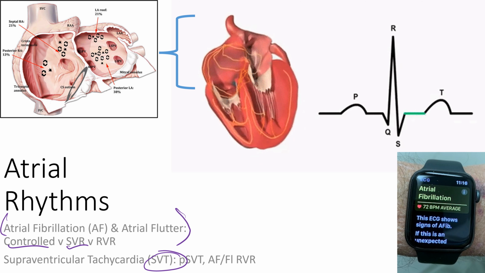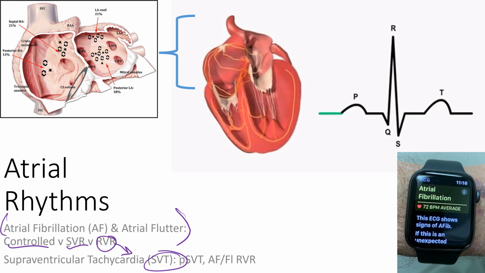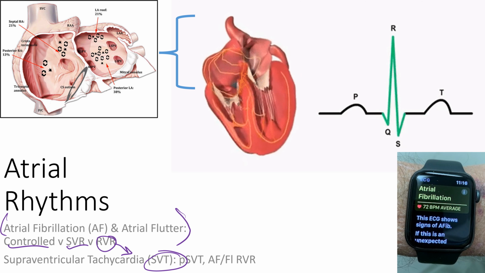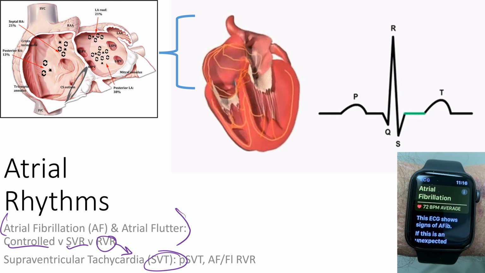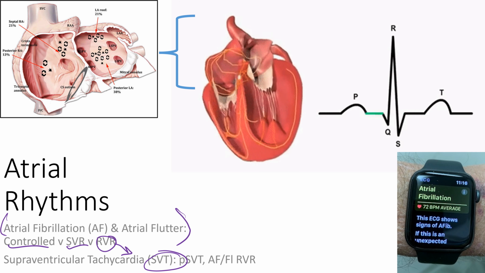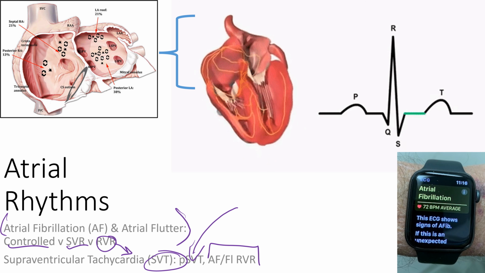And if we're greater than 100, rapid ventricular response, you're pretty much now in SVT territory. SVT is like an umbrella term that we'll talk about more. It's any rhythm that's fast that comes from the atria is supraventricular. Supra meaning on top of. So you can have AFib, A flutter that has rapid ventricular response, or you could have PSVT.